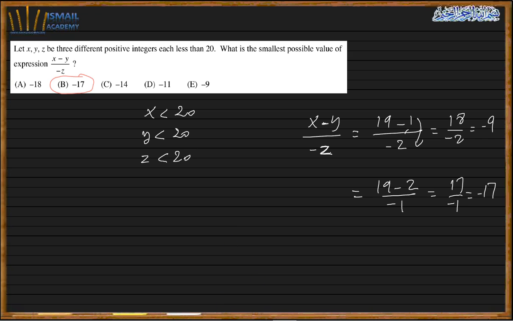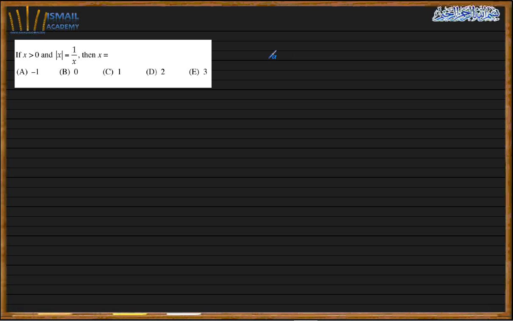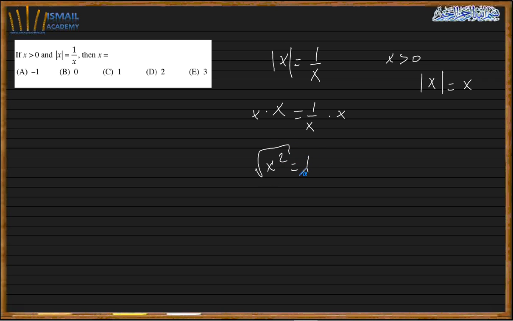All right, for the next one, we have absolute value of x equals 1 over x, and we know that x is positive. If x is positive, by definition, absolute value of x is just x itself. So this is x equals 1 over x. Multiply both sides by x. I got x squared is equal to 1. Take square root. And we know that x is positive, so x is 1. So absolute value of x is x, which is 1, because x is positive.